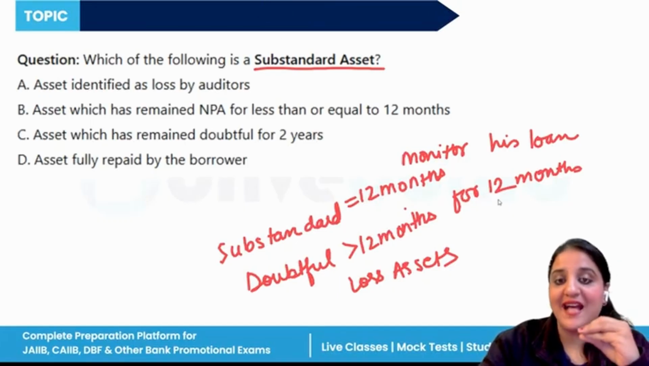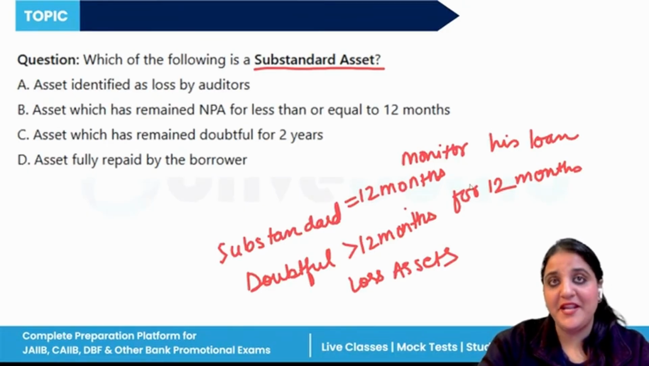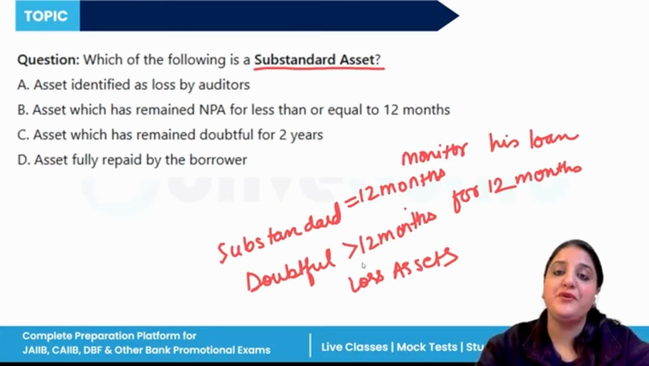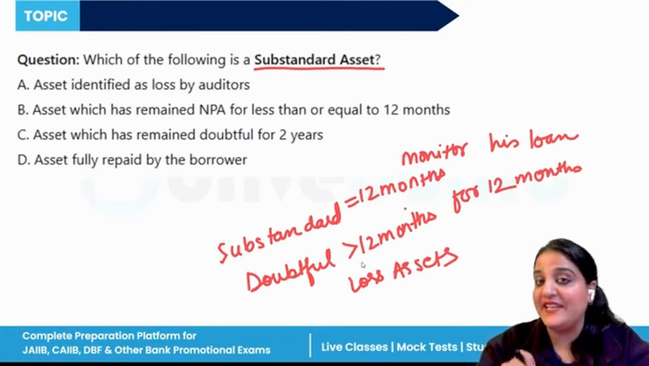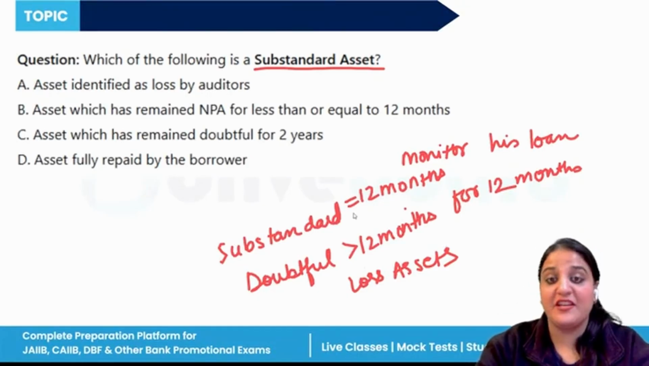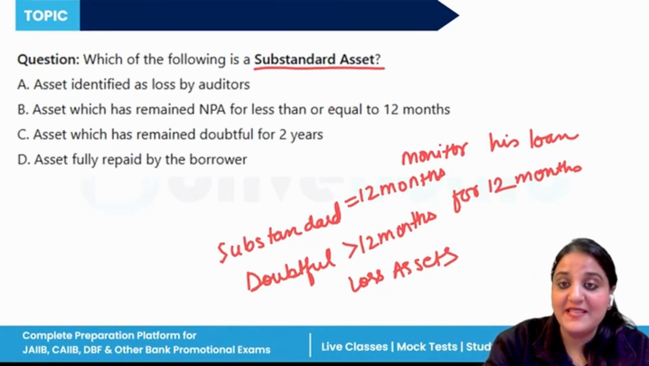So substandard assets are those assets which have been NPA for equal to or less than 12 months. Doubtful assets, when that loan is unpaid for more than 12 months. Loss assets are identified when there is no chance of recovery. So, which of the following is a substandard asset? An asset which has remained NPA for less than or equal to 12 months. Substandard assets are early stage NPAs, still with recovery potential. So option B is correct here.